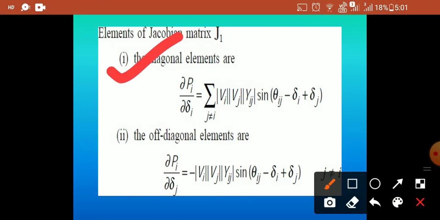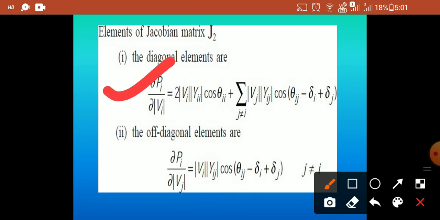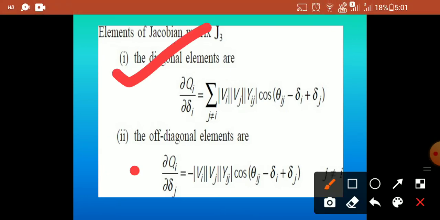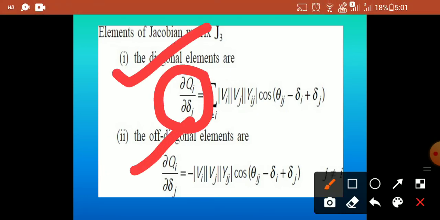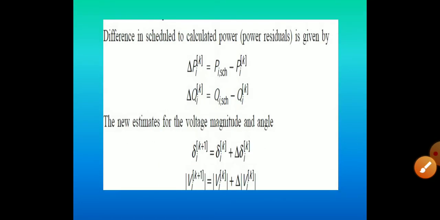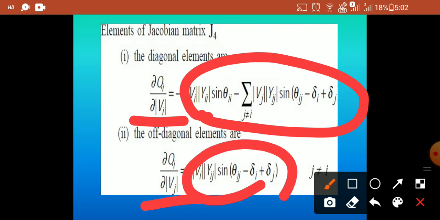So the elements of the Jacobian: diagonal elements dou P by dou del i, off diagonal elements dou P by dou del j, formula. Then the elements of the Jacobian matrix for J2, the diagonal elements of dou Pi divided by dou V, and off diagonal. Matrix elements for J3, on diagonal, off diagonal, with dou Q with respect to dou del i, dou Qi with respect to dou del j. The next one is the elements of the matrix dou Qi divided by dou Vi, dou Qi divided by dou Vj. This one is the on diagonal element equation. This is the off diagonal element equations.